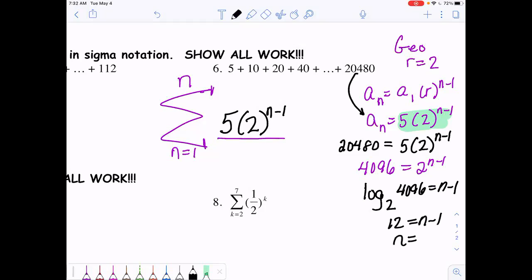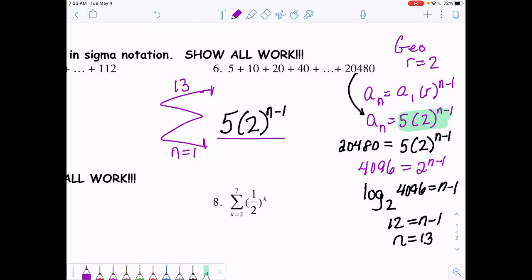So n is 13. That means 20,480 is the 13th term. But since it's the last term, there are 13 terms in our series. So n equals 1 represents, I would plug a 1 in to find the 5. 13 represents, I'd plug a 13 in for n to find the last term of 20,480. Questions?